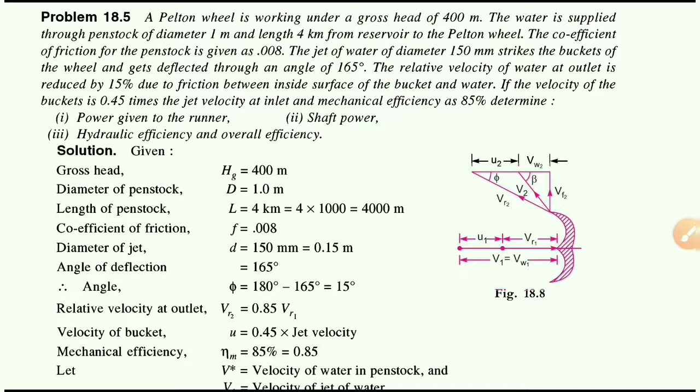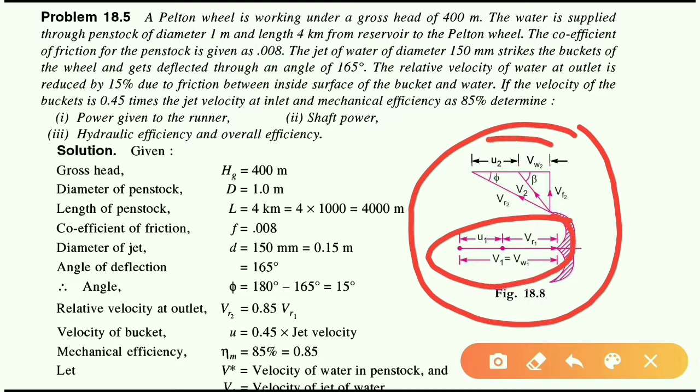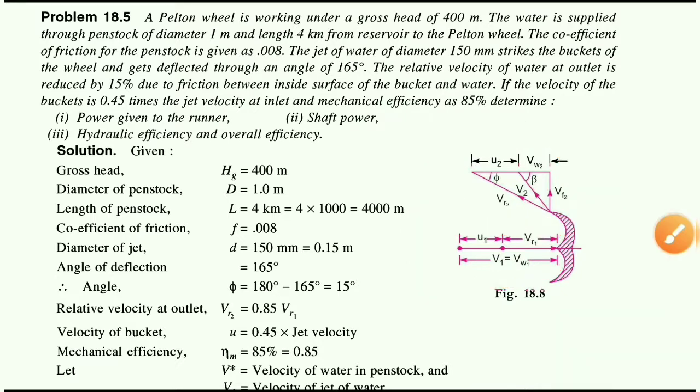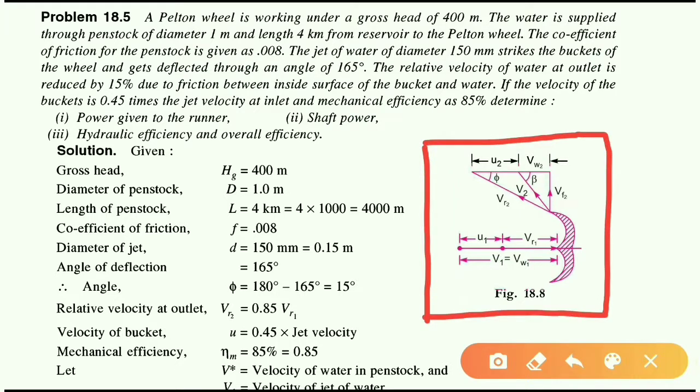So this is the problem. First thing, we will draw a velocity triangle as usual. The velocity triangle at the inlet is of linear form and the velocity triangle at the outlet will look like this. Drawing this velocity triangle will help in our calculations. We note that for the Pelton wheel, V1 is equal to Vw1, means the velocity of jet at the inlet is equal to the whirl velocity at the inlet.